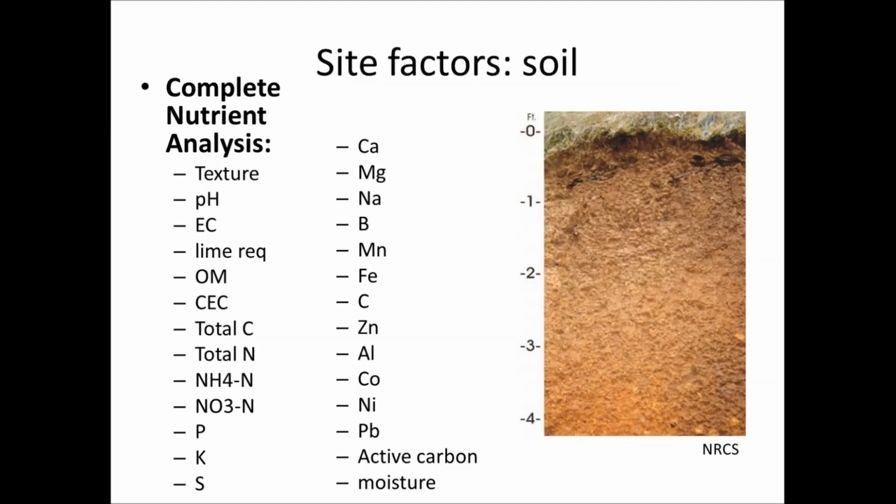We want to look at a complete soil nutrient analysis. I won't walk through all of these, but suffice it to say, we're interested in soil texture, pH, soil chemistry, active carbon, things like that. And the soil on the right, I'm just going to point out, is the state soil of Oregon, the Jory soil.